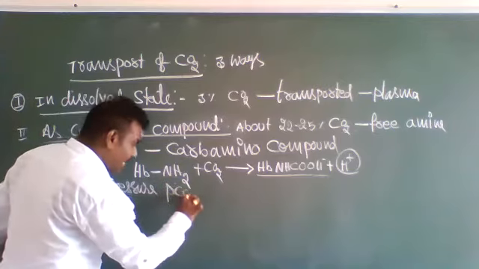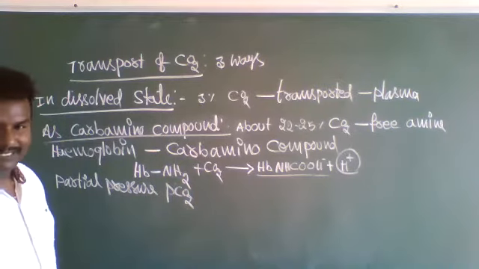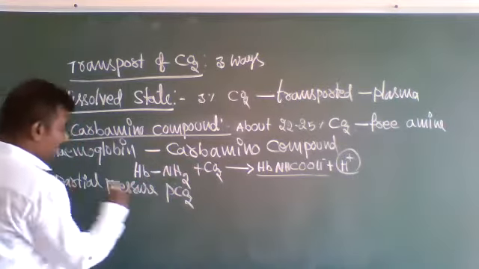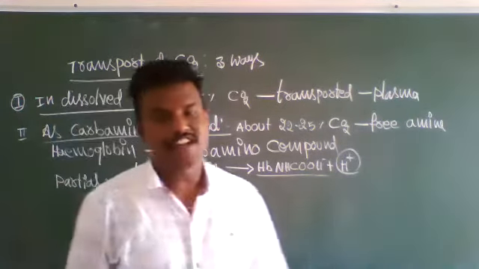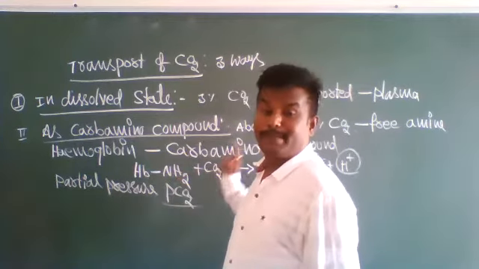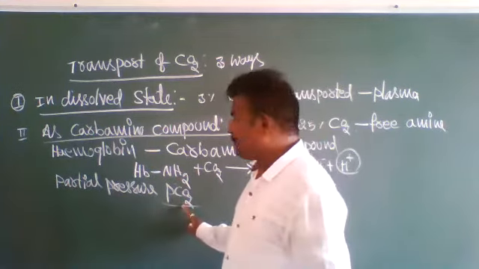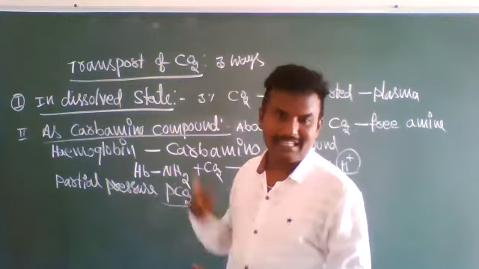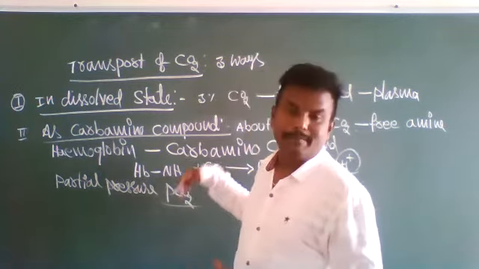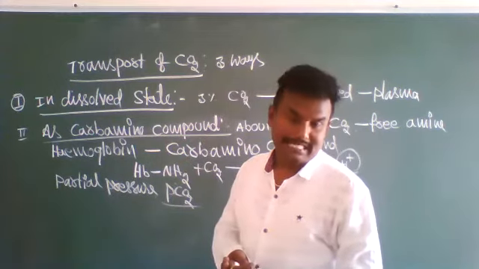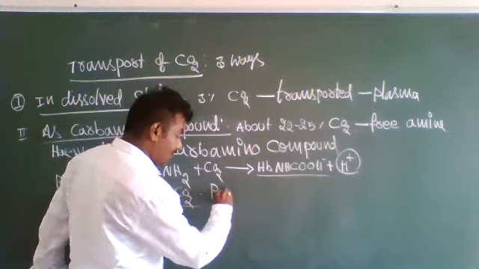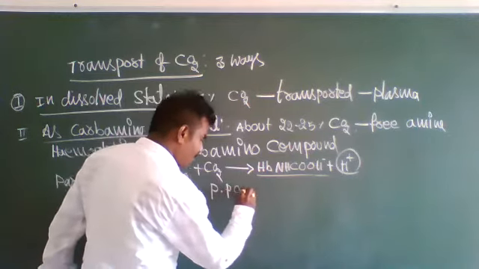In the above equation, the partial pressure of carbon dioxide is a factor. The binding of carbon dioxide with the amine group of hemoglobin depends upon the partial pressure of carbon dioxide. Next, partial pressure of oxygen.